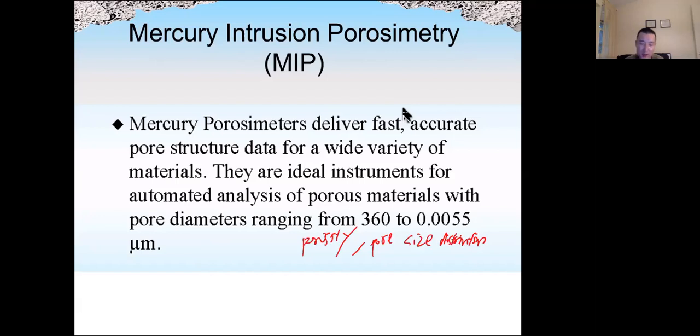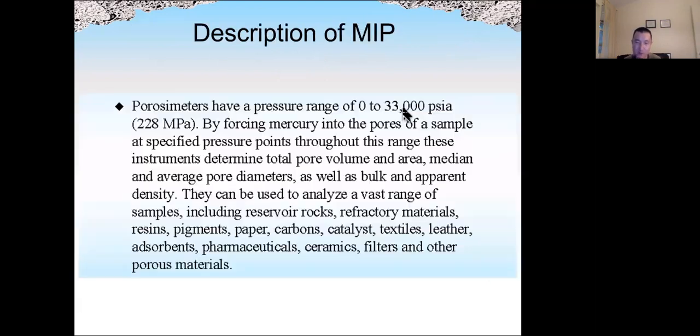The diameter of the pores can be measured between 360 micrometers down to 0.0055 micrometers, which is 5.5 nanometers. So the pore size range is very large, and we can use MIP to measure the pore size in this range.